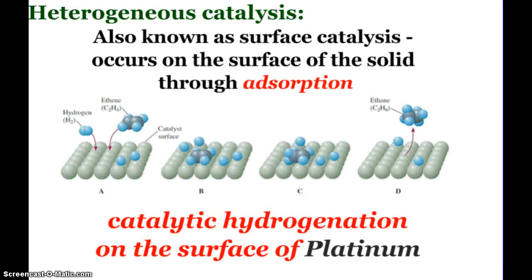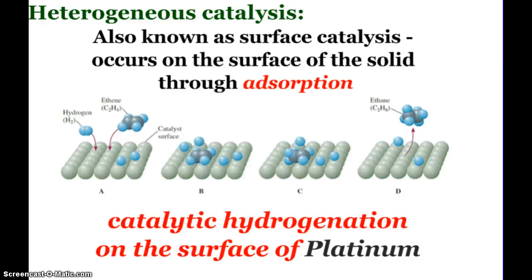Our heterogeneous catalysis can also be known as surface catalysis. This is kind of what's happening in the catalytic converter in your cars. Catalytic converters convert harmful stuff to not so harmful stuff for the exhaust of our automobiles. And the most common catalyst in our catalytic converters is platinum.